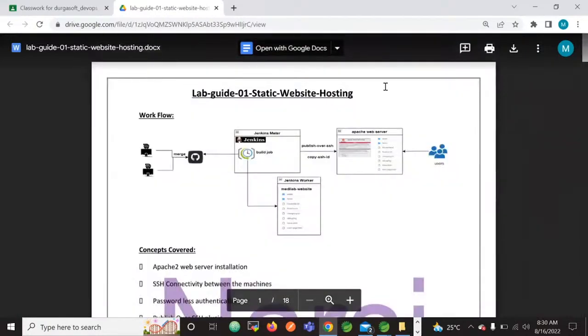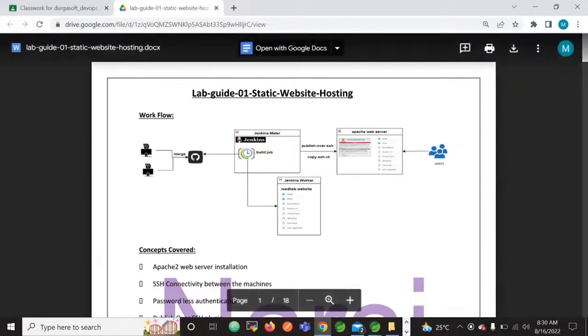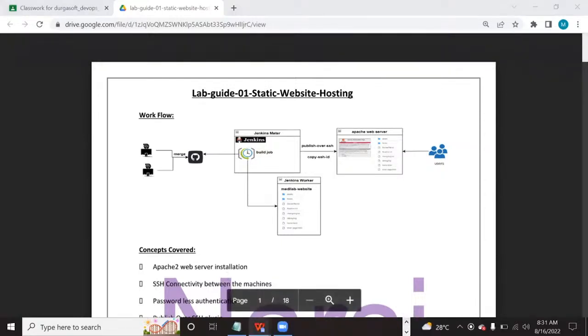What applications will we do in this DevOps? Is any coding required? Nothing. I'll explain what we're going to do in this DevOps. But first, let me introduce you to the course structure and all.